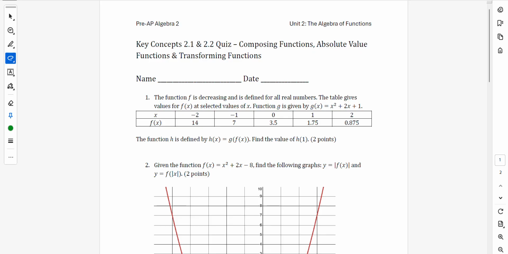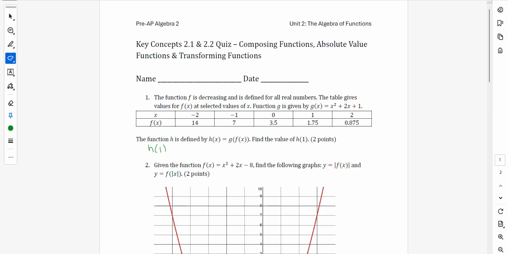What do you mean by that? Well, what I would do, I guess, is if we're doing h of 1, I'd just find 1 for x, which would be 1.75, and I'd plug that into g. Yeah, let's stop there. All right.